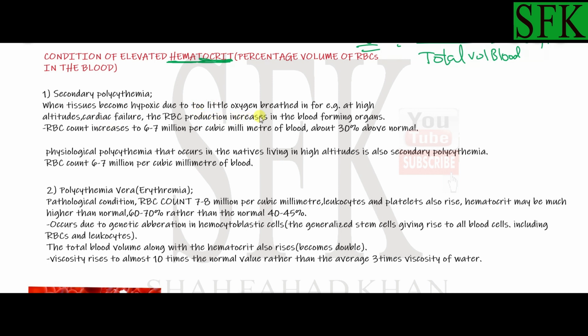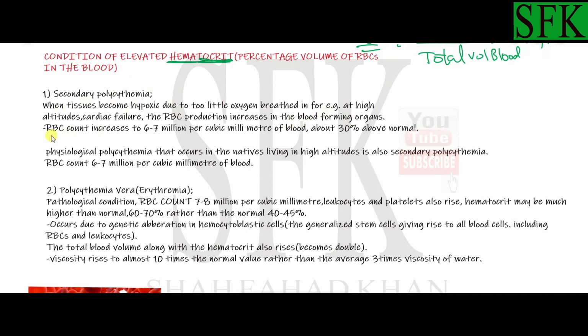The RBC production increases in the blood in response to this hypoxia, and we've talked about the mechanism by which it occurs in the previous lectures. I've given the link of that lecture down in the description. Do check that out if you want to learn the mechanism by which hypoxia increases red blood cell production. It's basically due to the increase in erythropoietin concentration that causes the hematopoietic stem cells to increase the RBC production. This continues until the hypoxia is relieved.